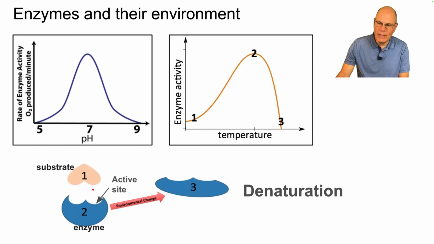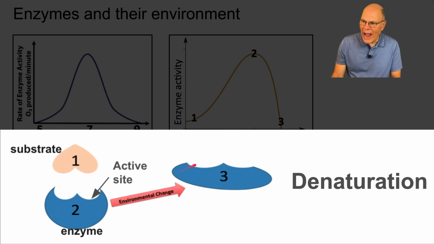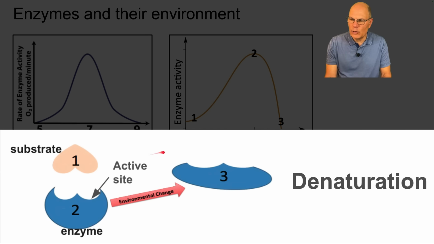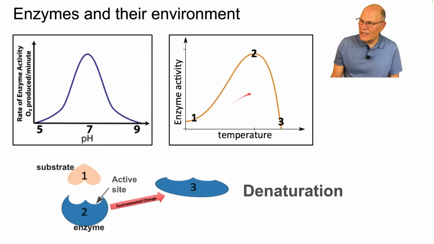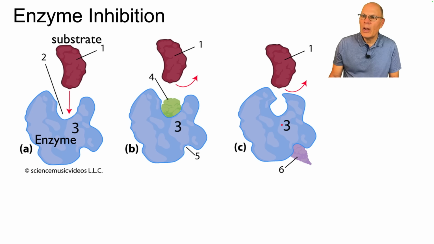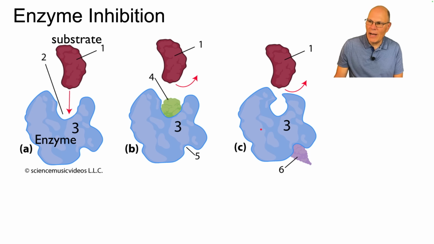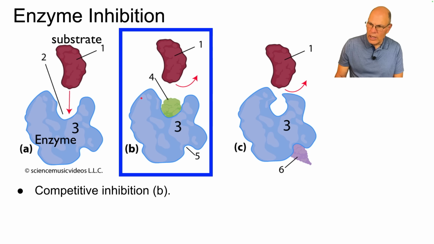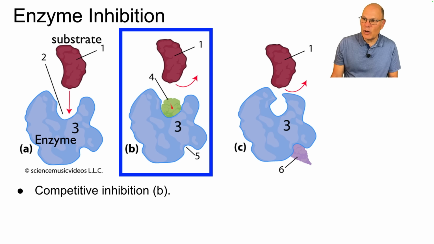What does denaturing mean? It means that the shape of their active site changes so that they can no longer interact with their substrate, and that causes the activity of the enzyme to plummet. Enzymes can also be inhibited by molecules that are in their environment. In competitive inhibition, a molecule that is not the enzyme substrate competes with the substrate for the active site. That keeps the enzyme from catalyzing whatever reaction it was going to catalyze with its substrate.